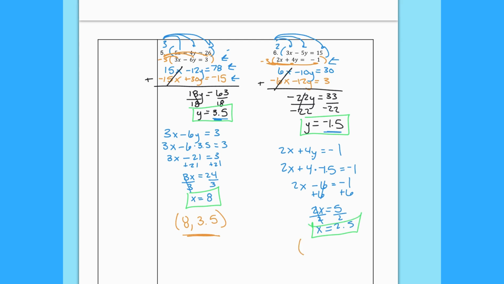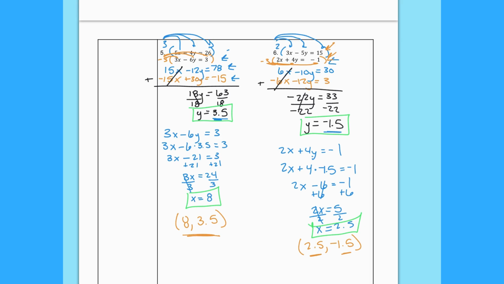So now we have our final answer. The x value is 2.5. The y value is negative 1.5. So again, graphically, this is where those two lines would cross. Algebraically, if I took these values, x is 2.5, y is negative 1.5, and I plug it into both the first and second equation, we're going to get a true statement.